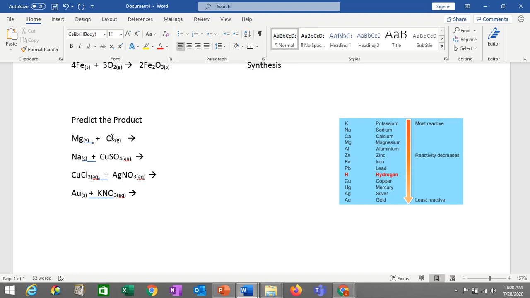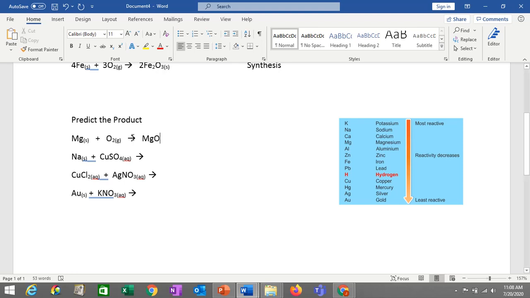Decomposition would mean you have one thing and you're breaking it apart. So we have two things here, so it's not that. So there's only one thing this can be, right? This has to be a synthesis reaction. And you're adding these things together. So if you add magnesium and oxygen, well, there's only two things there. So you must make magnesium oxide, right? That's how you combine magnesium and oxygen.